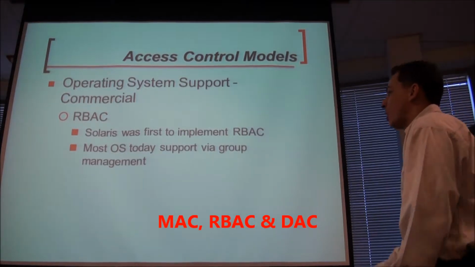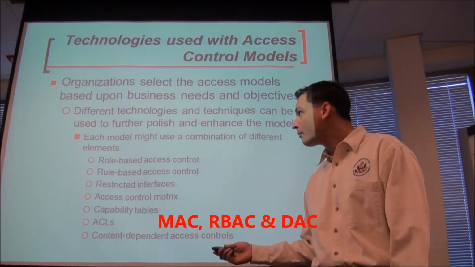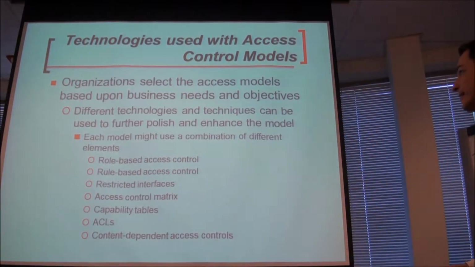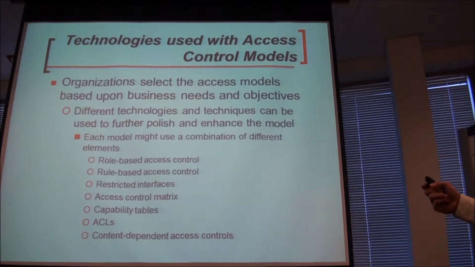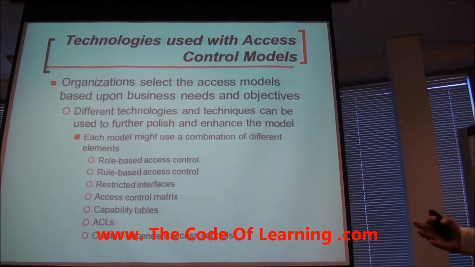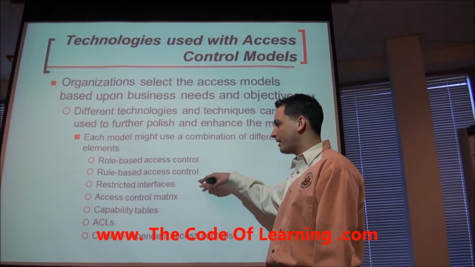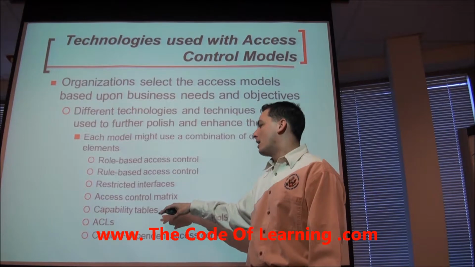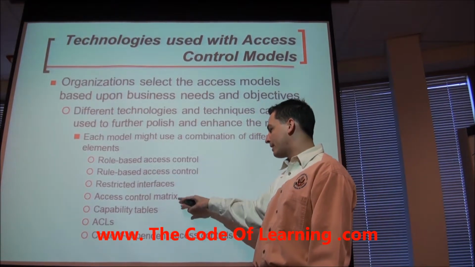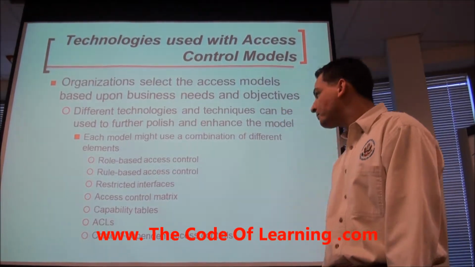So, access control models. RBAC, Solaris was the first to implement role-based access control. Next, we've got technologies. Organizations select access control models based upon the business need and objective, or the mission. What's the purpose here? There are different ways to implement access control in general. You have role-based, rule-based, restricted interface. This is a common CISSP topic. Capability tables and ACLs, those are really, really easy. And then, of course, content or context-dependent access controls.